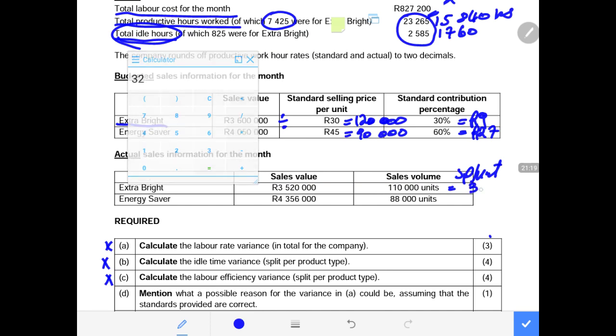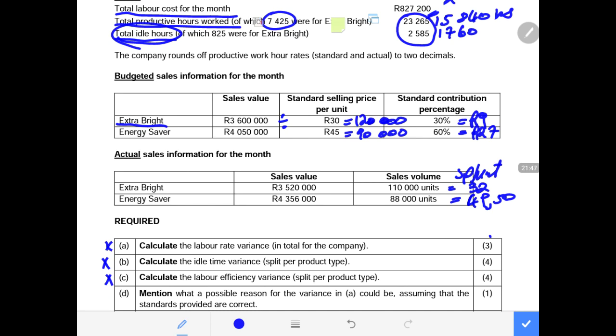This will give us 32 rand, meaning we sold our inventory at a higher price than we budgeted. Then 4,356,000 rand, we divide this by 88,000. This will give us the selling price as 49 rand 50 cents. So now we have that 49 rand 50 cents, meaning we sold again our inventory at a higher price than we budgeted to do. So that is also a good thing for us, because we are getting more revenue than we anticipated per unit. Then this was the analysis of the information provided to us.